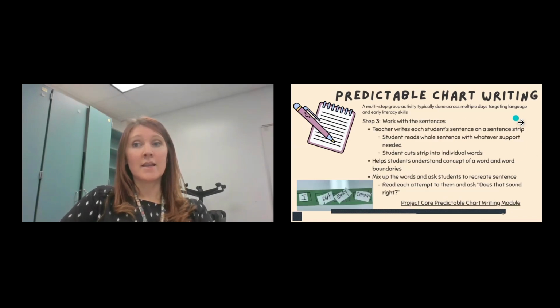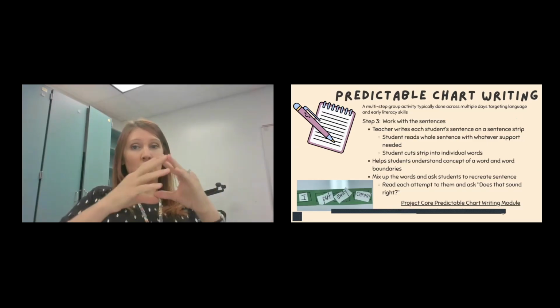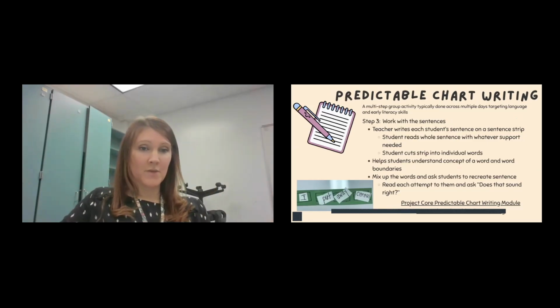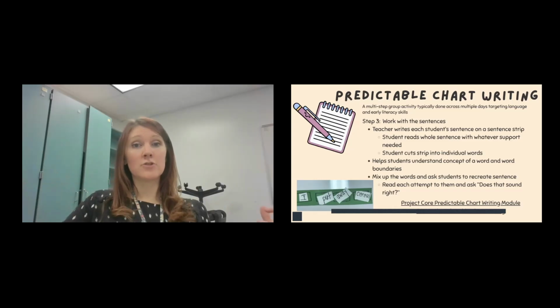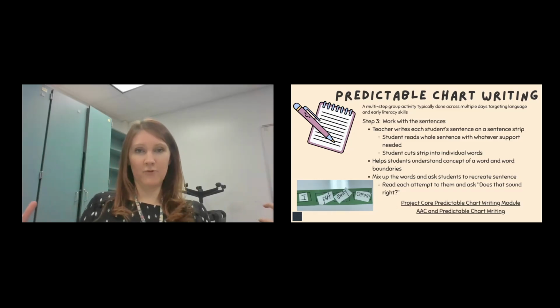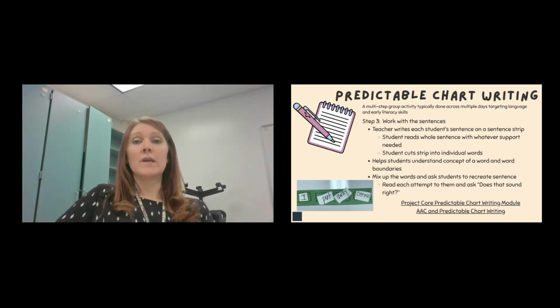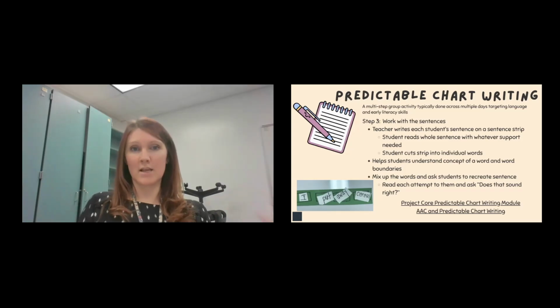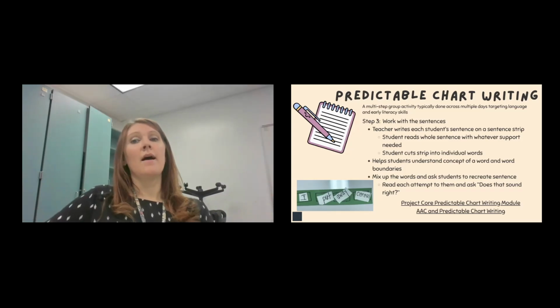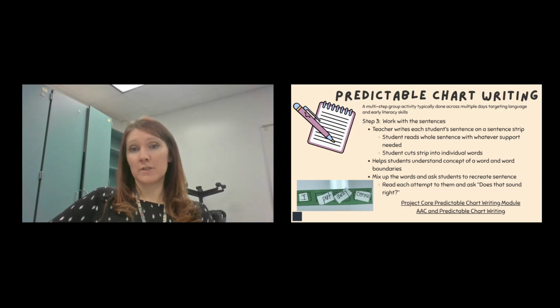Step three is then you start to work with the sentence. So you would get either a piece of paper where you're able to do this, or the ideal thing would be to write it on one of those sentence strips that has the lines for writing. So each student's sentence gets written on a sentence strip. The teacher can write it, the para can write it. If a student's able to do it themselves, then they can do that. Again, it depends on each one of your students and what they need. And then the student reads the whole sentence with whatever support is needed.